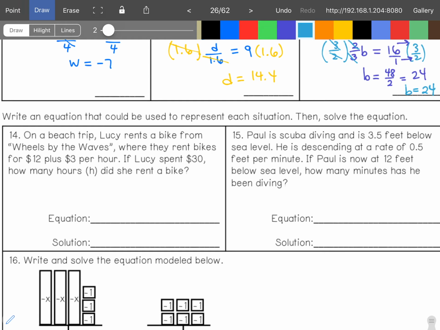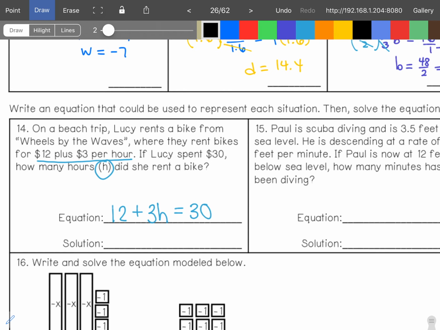All right, number 14, write an equation that could be used to represent each situation and then solve the equation. On a beach trip, Lucy rents a bike from Wheels by the Waves, where they rent bikes for $12 plus $3 per hour. If Lucy spent $30, how many hours H did she rent a bike? Okay, so it's $12 plus $3 per hour, and remember H is representing the hours. So we could say that $12 plus $3 per hour, meaning for each hour. When it says per or each, that means multiplication. And then she spent $30. So that would be her equation.